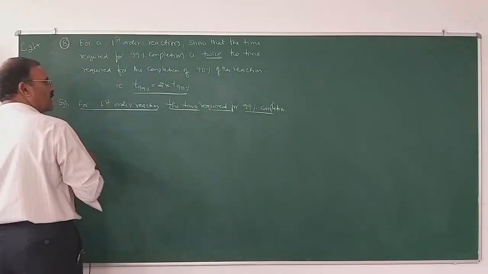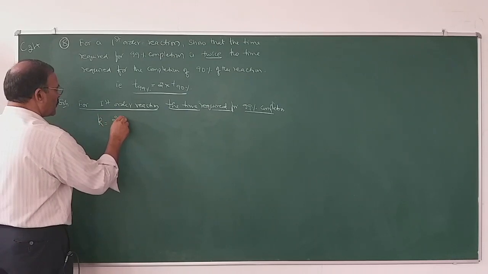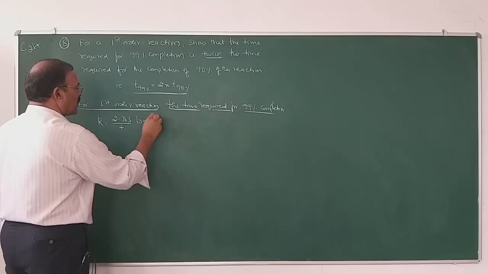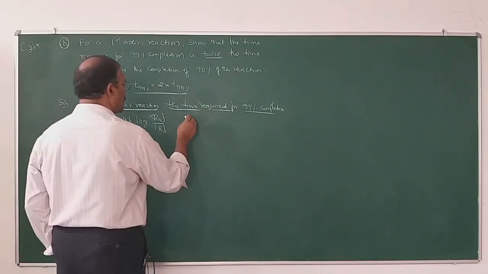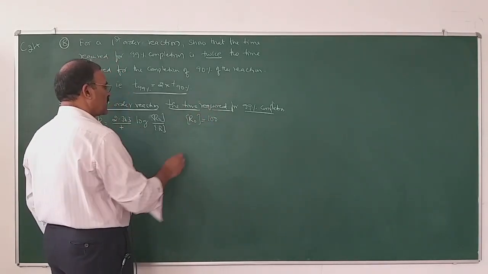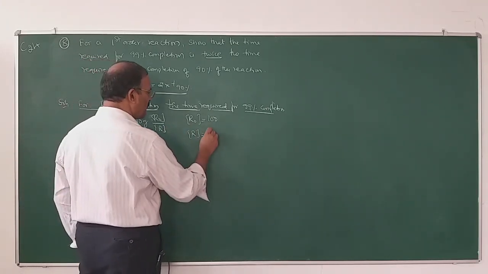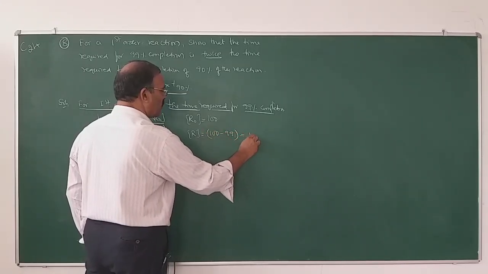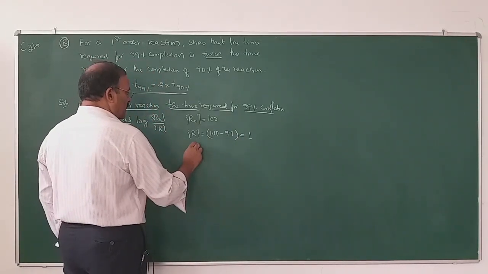Time required for 99% completion. So K equals 2.303 divided by T log of R naught divided by R. So here what is R naught? Let the initial concentration be 100. Then what is R? 99% completion means 100 minus 99, that is equal to 1. 1% is remaining. The remaining concentration is 1%.